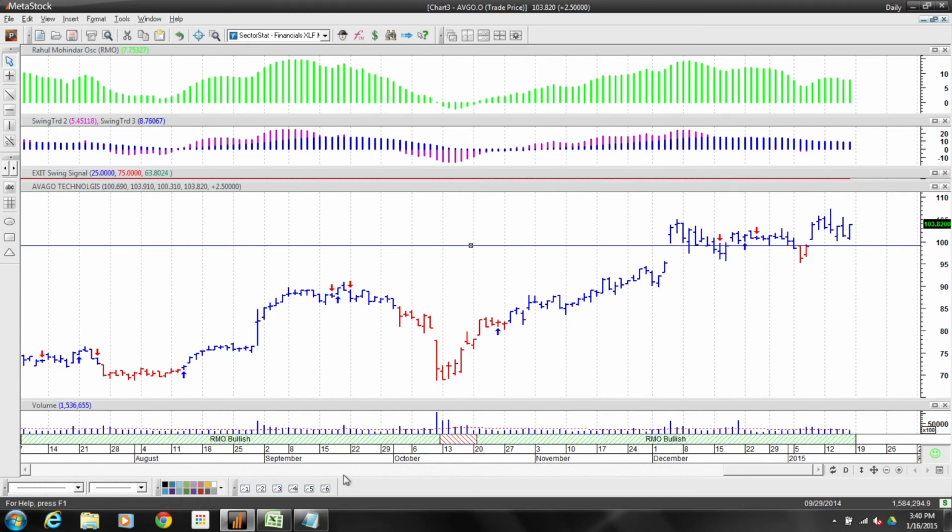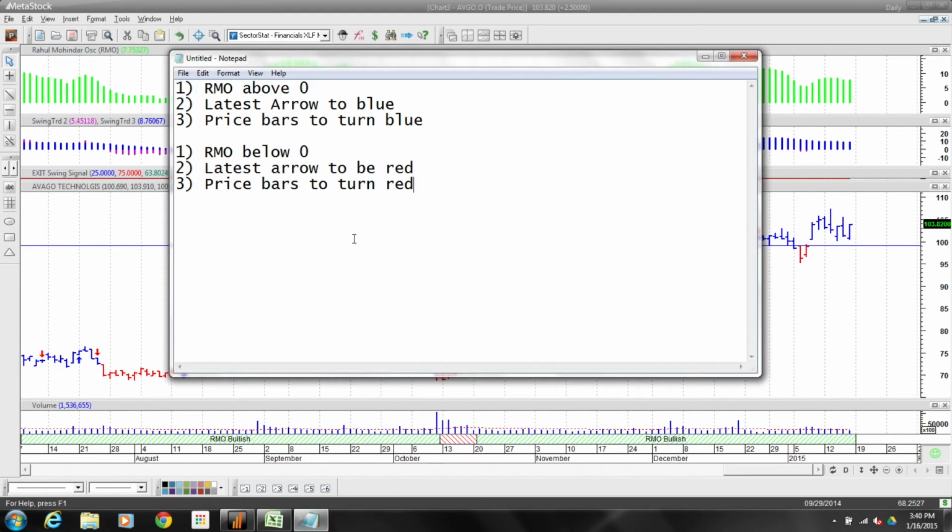So it becomes, again, very simple if you just follow the rules of RMO above 0 for an entry, latest arrow to be blue, price bars to turn blue, and then if you're going the opposite direction, RMO below 0, latest arrow to be red, price bars to turn red.